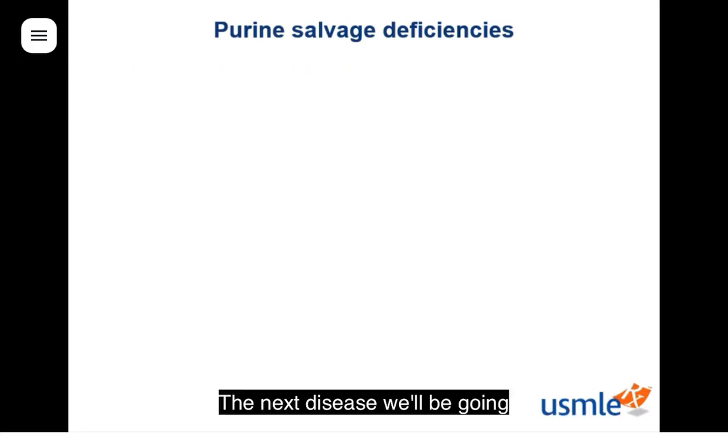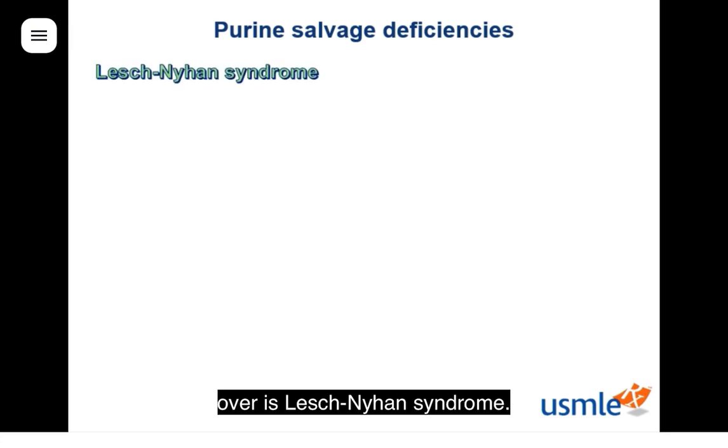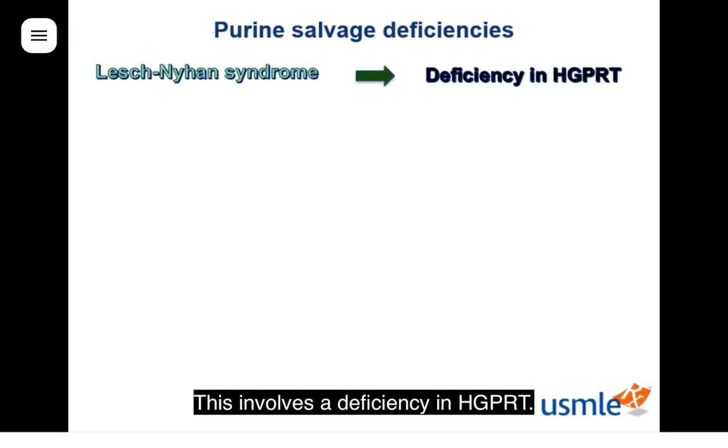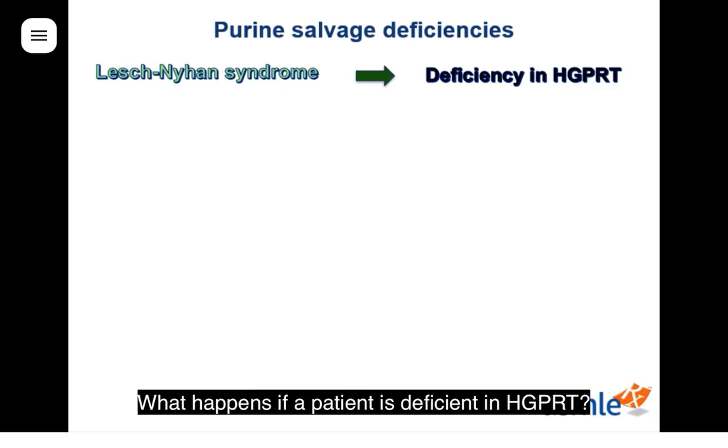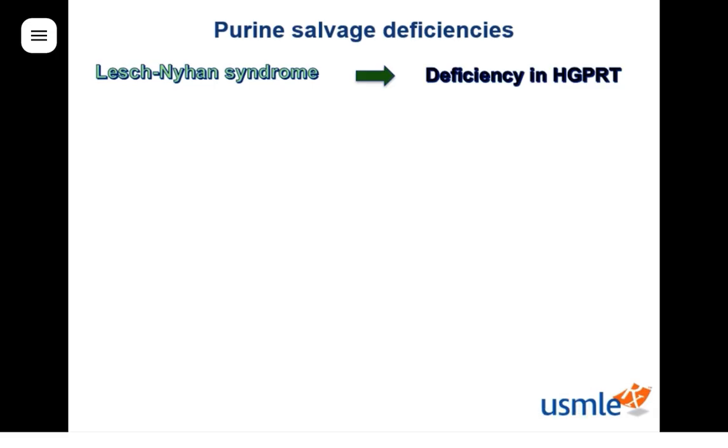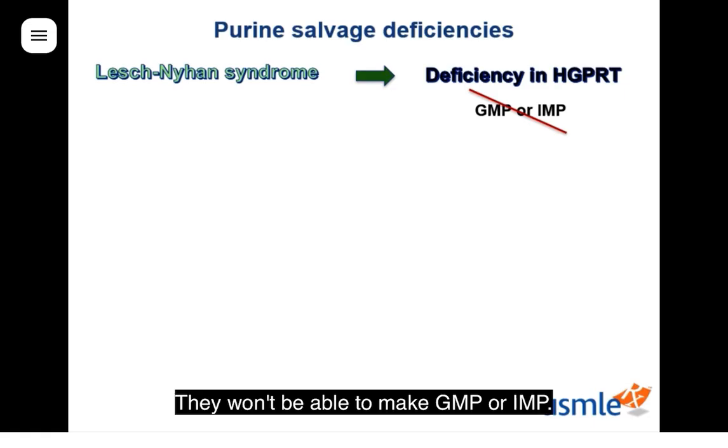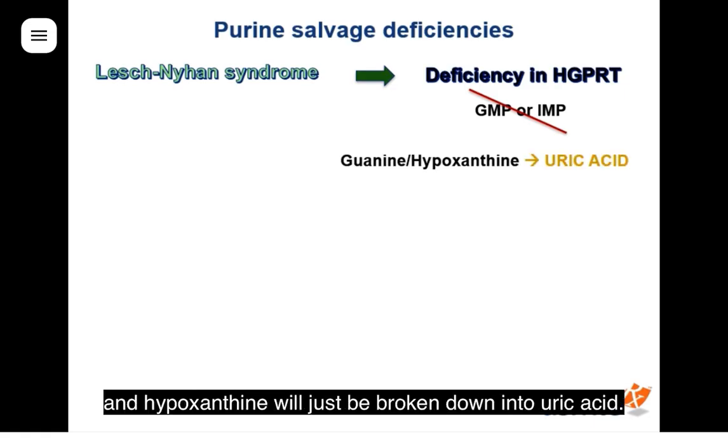The next high-yield disease we'll be going over is Lesch-Nyhan syndrome. This involves a deficiency in HGPRT. What happens if a patient is deficient in HGPRT? They won't be able to make GMP or IMP. Instead, the increased guanine and hypoxanthine will just be broken down into uric acid.